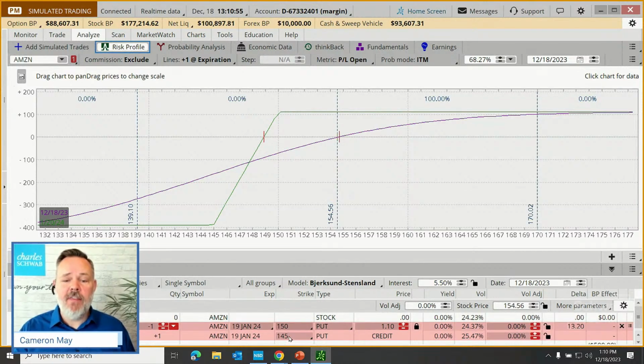And if we have a $5 wide spread with a $110 profit potential, what's our loss potential? Again, for a vertical spread, for those who are familiar with it, 5 minus 110 leaves us with $390. $390 is our maximum loss on this trade, and that's represented by this horizontal line right here, okay?